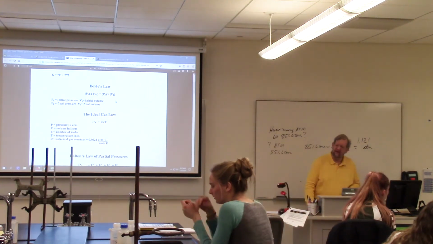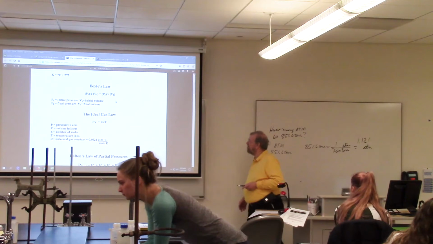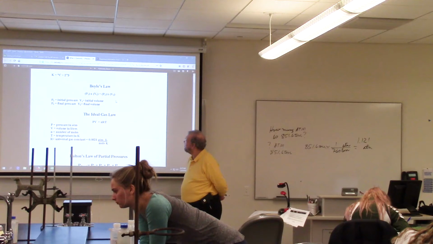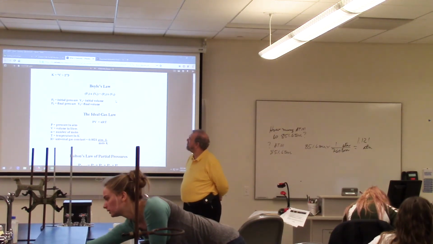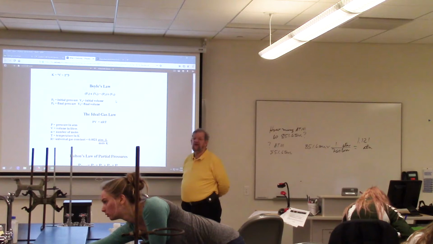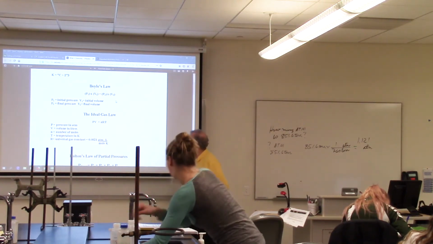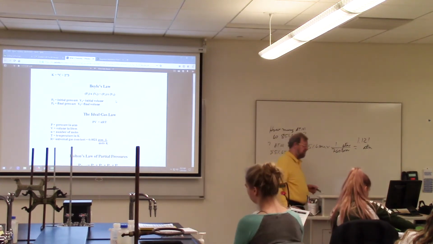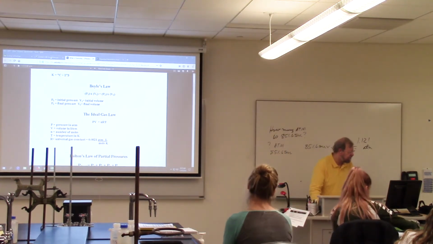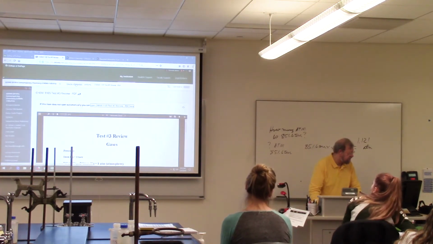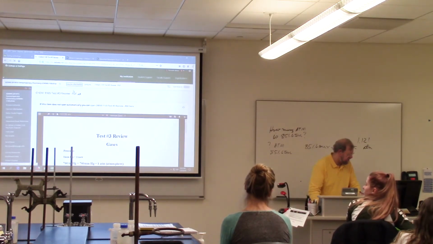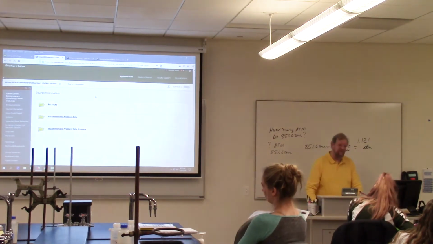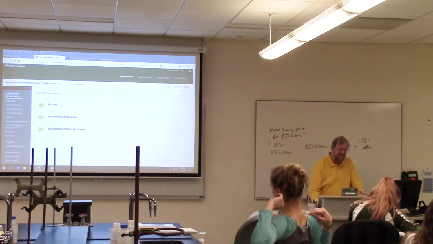All right, next thing I talked about was Boyle's law. Boyle's law is P1 times V1 equals P2 times V2, where P1 is the initial pressure, V1 is the initial volume, P2 is the final pressure, and V2 is the final volume. You'll be given this important information. Sorry about Blackboard being slower than a snail this morning.